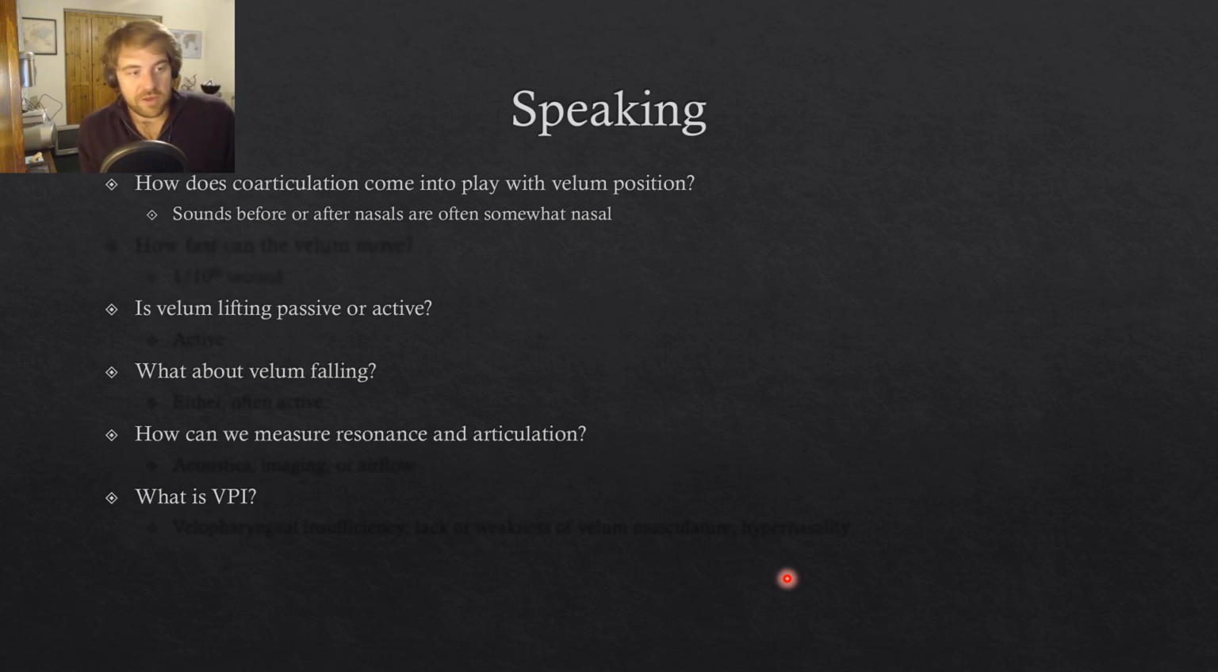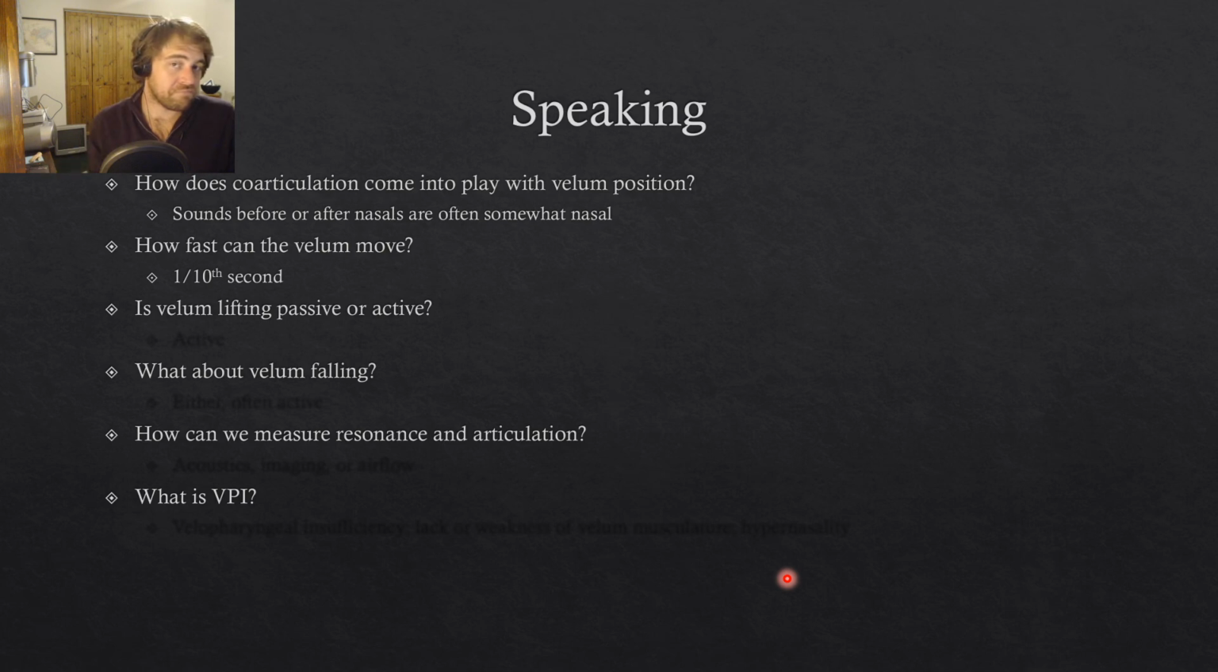Whoops. Oh, I just did that wrong. All right. How fast can the velum move? Well, 1/10 of a second. Just gave away the answer right there.